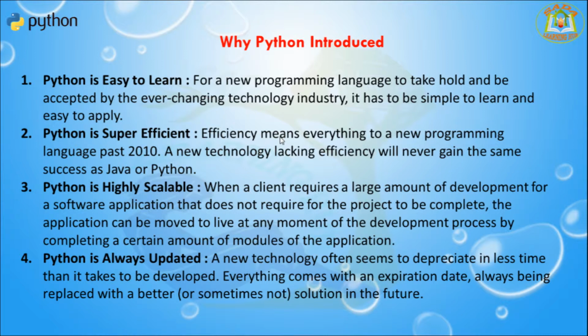The next point is Python is super efficient. Compared to any other programming language, Python is lightweight and super efficient. Why? Because efficiency means everything to new programming languages after 2010. A new technology lacking efficiency will never gain the same success as Python. We have to accept the standards set by Python because of the libraries and methods created for us to use in our source code. These built-in methods and classes are easily executed systematically without hampering the applications.